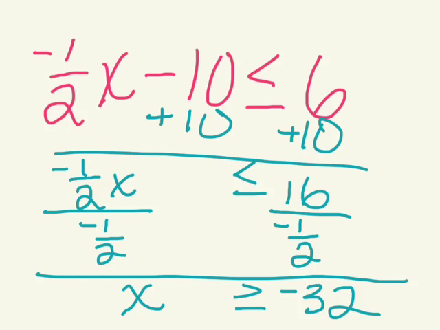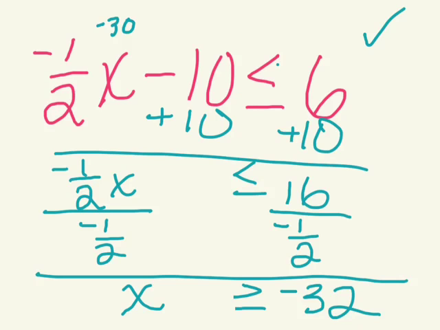So I'll use negative 34. Nope, negative 34 is not greater than negative 32, so I'll use negative 30. So negative 30, if I substitute it back in here, I get negative 1/2 times negative 30 is 15. 15 minus 10 is 5, and 5 is less than or equal to 6, so it works.